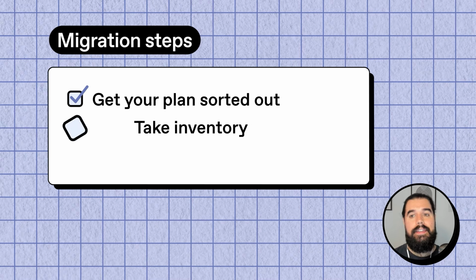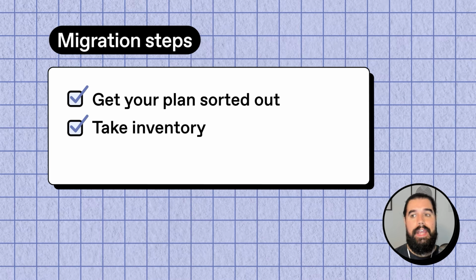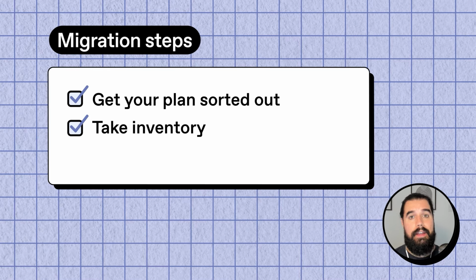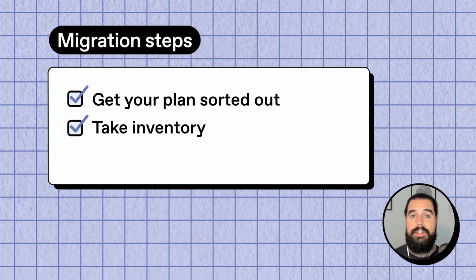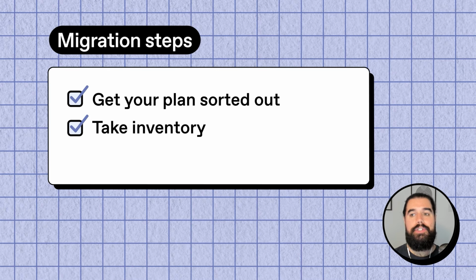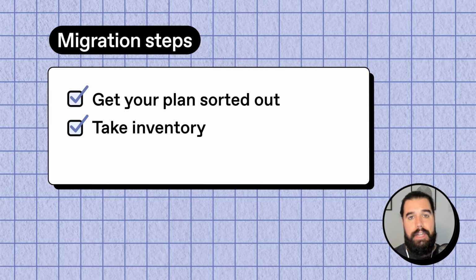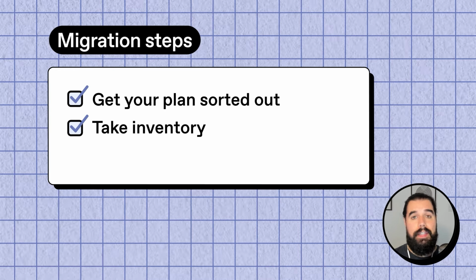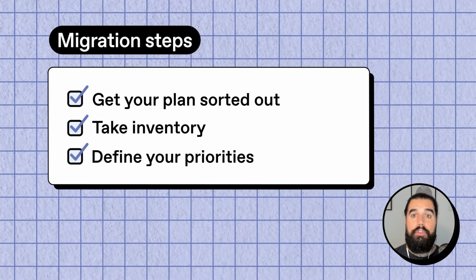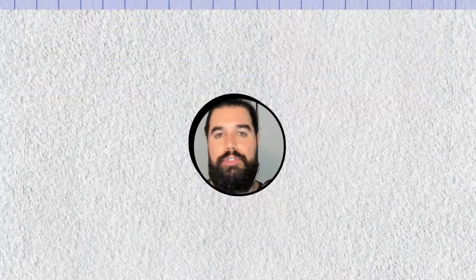Next, take inventory of your source environment and do a proper assessment of your data, workflows, permissions, and everything else. Make sure you have all the reports and information you need. And finally, define your priorities, do a workload assessment, and make sure you address all possible risks and opportunities.